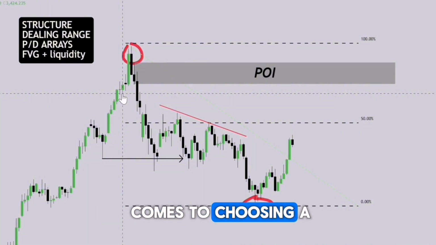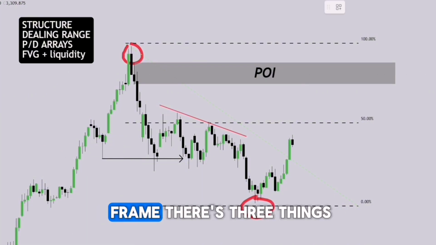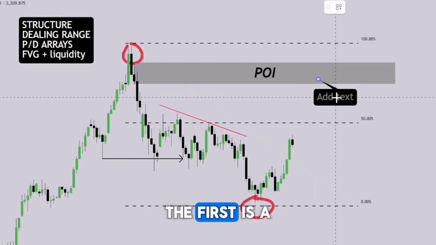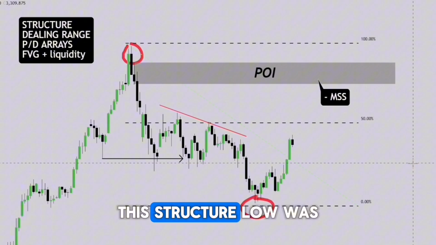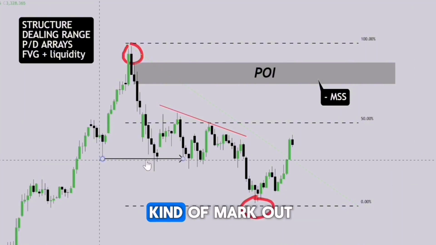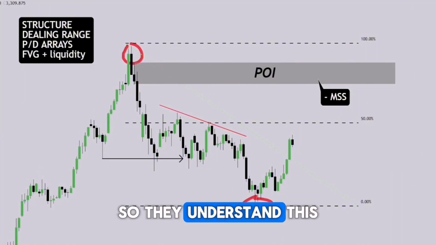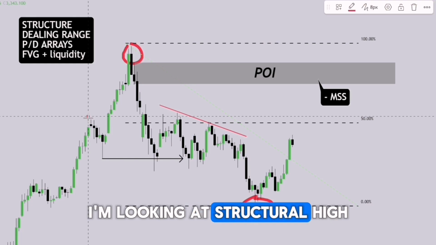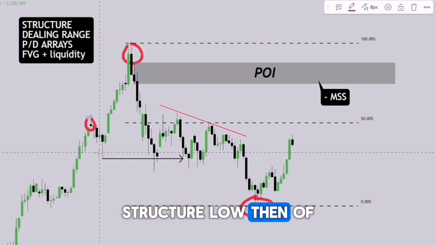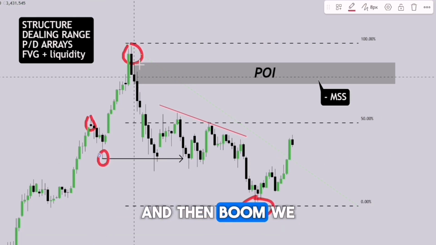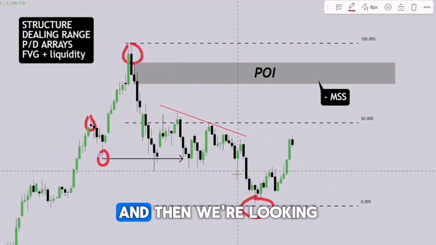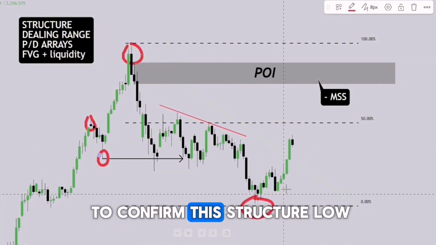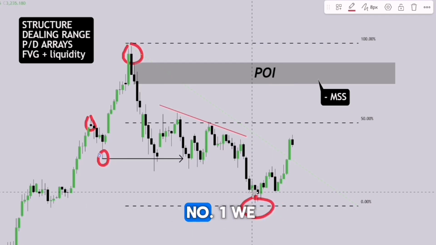When it comes to choosing a point of interest on the higher time frame, there are three things you need to look for. The first is the break of market structure, right? You want to see a shift in the market structure. This structural low was broken over here. If I mark out the structure so people understand how I'm looking at it: structural high, structural low, then the dealing range high, and then boom, we break structure. We actually broke structure here because we broke with the body, and then we're looking for a pullback to confirm this structural low.